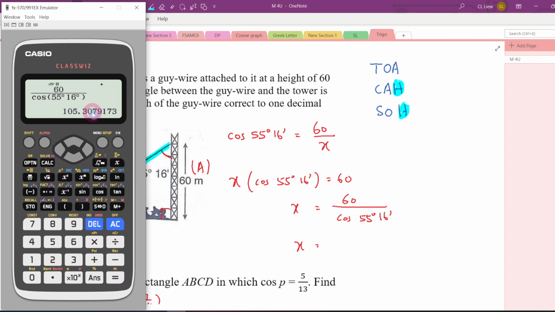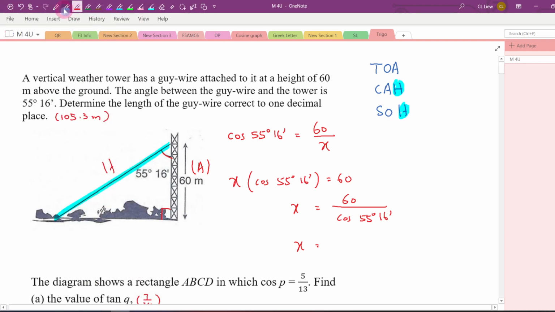Okay, now we want to correct the answer to one decimal place. 105.3. The length of the guide wire is equal to 105.3 meter. So some students might be thinking, how do I know I want to use cosine, not sine?